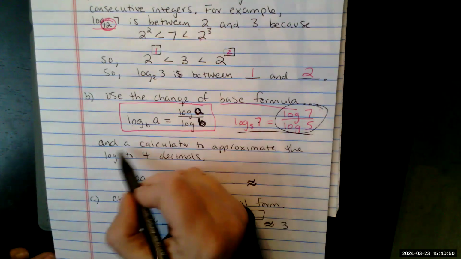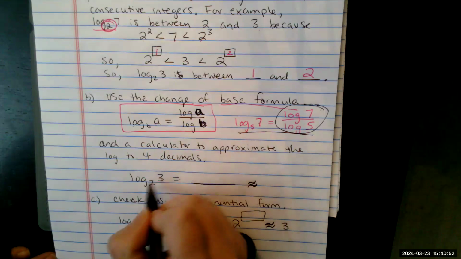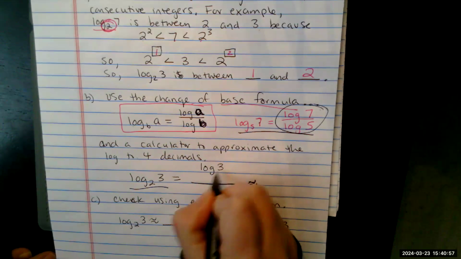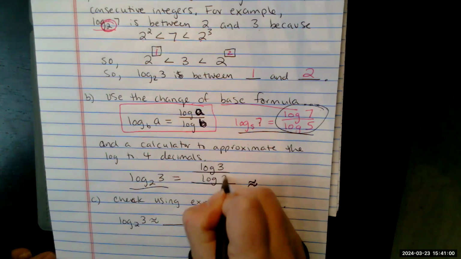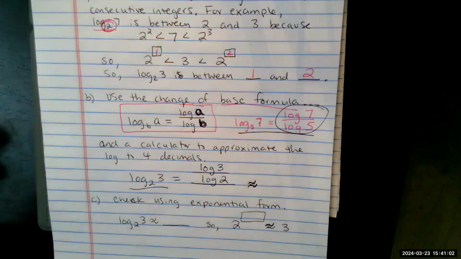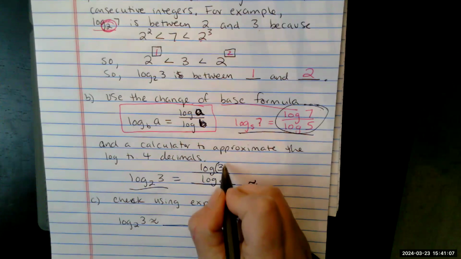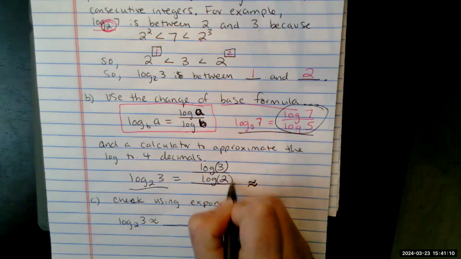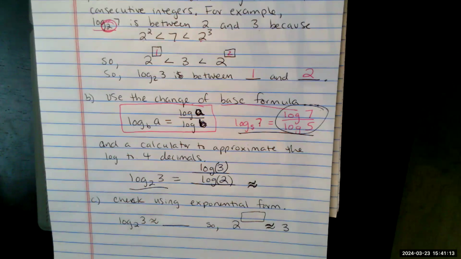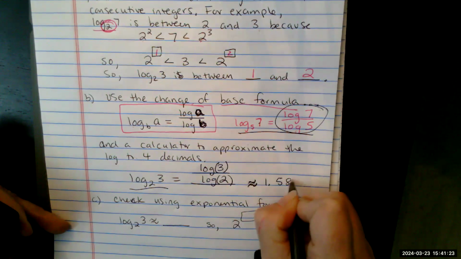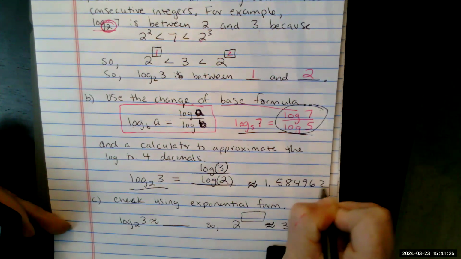So get a calculator and approximate this to 4 decimals. So first you need to use the change of base formula to rewrite this log 3 over log 2. Make sure you do that carefully because most calculators are going to put a parenthesis here. So make sure you close it before you divide by the other one. So log 3, close your parentheses, divided by log 2. You should get about 1.58496, and so on.